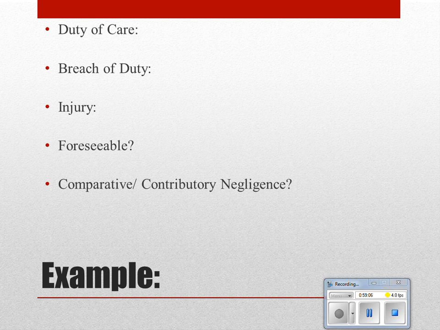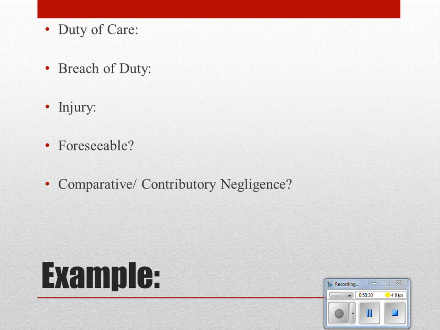Maybe a squirrel runs out in front of someone who's texting. They veer off the road. They crash into a house, and whatever, explode the hot tub in the backyard. Now you can't use this example. You have to ask yourself, was that foreseeable, that they would have done that? Is there a duty of care? Is there a breach of duty?